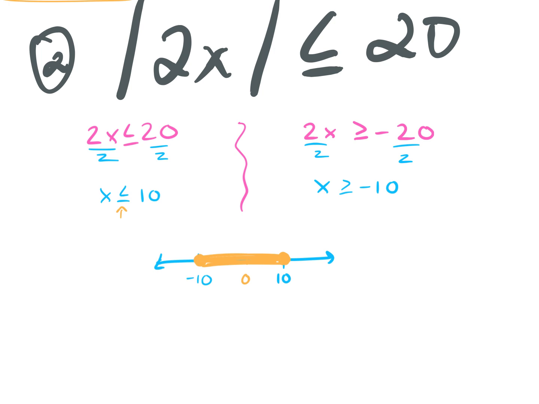So when I write my inequalities together, I start with the smaller number. So negative 10 is less than or equal to x, which is less than or equal to positive 10. And then for my interval notation, would I start with a bracket or parentheses? Bracket. What number? Negative 10. The smaller number goes first, and then it ends at 10 with a bracket.